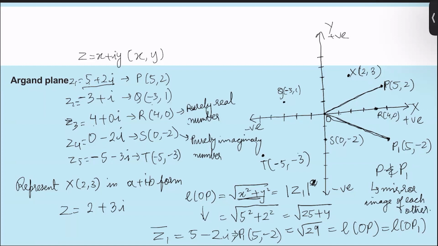Okay, so this is the entire concept of the Argand plane, and the representation of complex numbers as points on the Argand plane. Now, one more thing that you have to remember: x is always the real axis, and y is your imaginary axis.